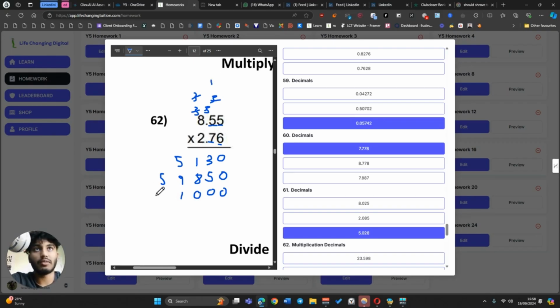2 times 8 is 16. So we have to carry the 1 again. 16 add the 1 is 17. Now we can add all of these together.